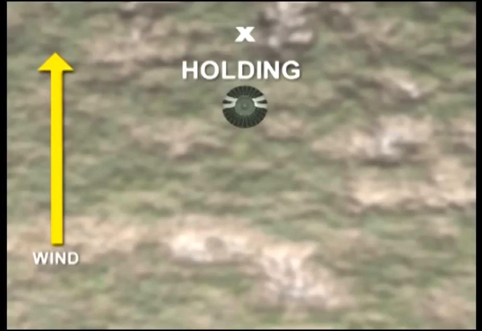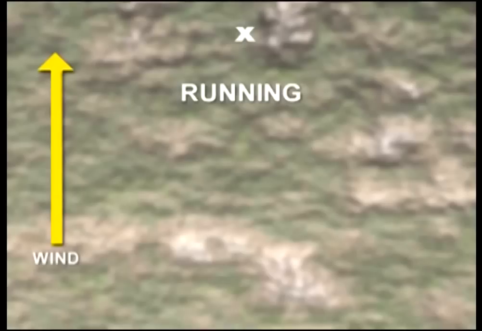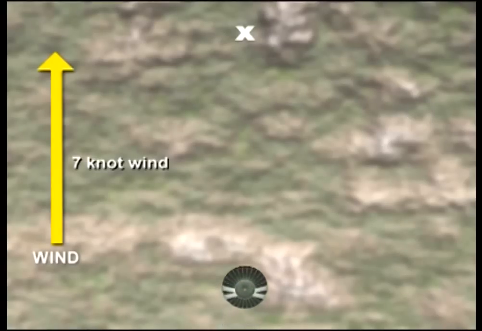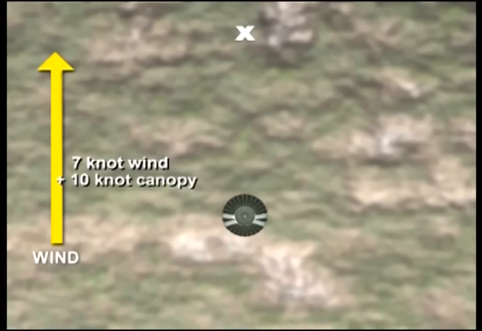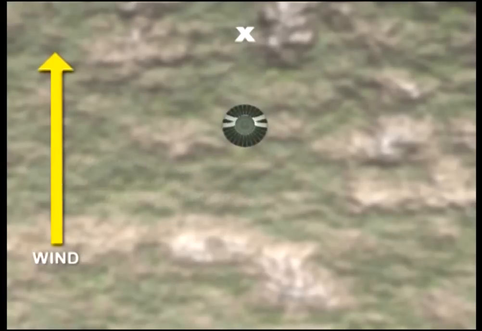Running, holding, and crabbing are basic parachute handling terms. Running means facing the canopy downwind, adding the forward speed of the canopy to the wind. For example, on a day when there is a 7-knot ground wind, if you run with the wind using a canopy that has a 10-knot forward speed, your ground speed will be 17 knots.